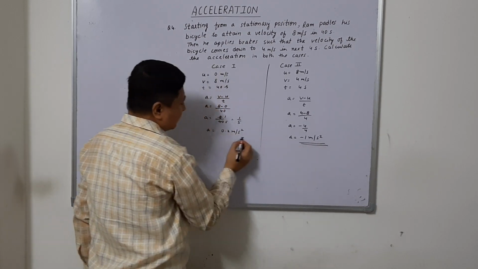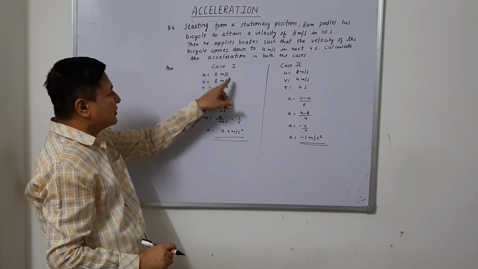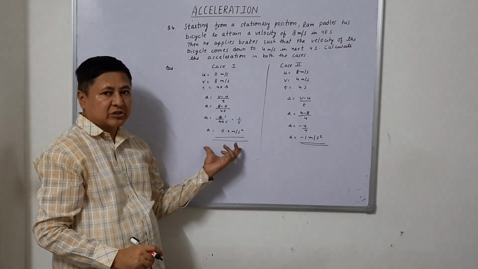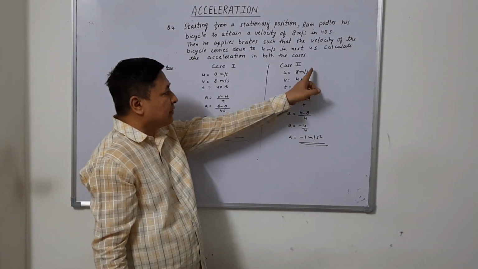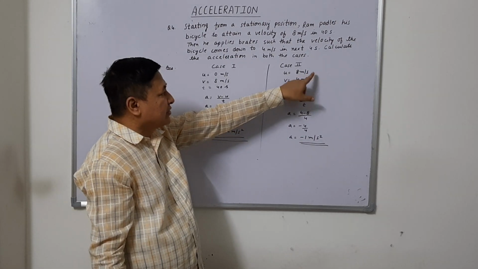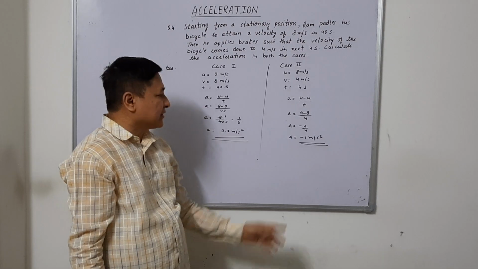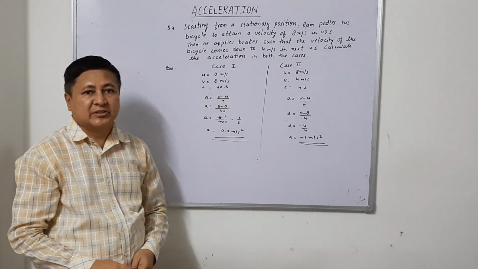Here you can see that when the velocity is increasing from 0 to 8 meter per second, the acceleration was positive, that is 0.2 meter per second square. And when the brakes are applied, the velocity is decreasing from 8 meter to 4 meter per second. That means the velocity is decreasing. So in that case, the acceleration will be negative, and in this case, it is minus 1 meter per second square.